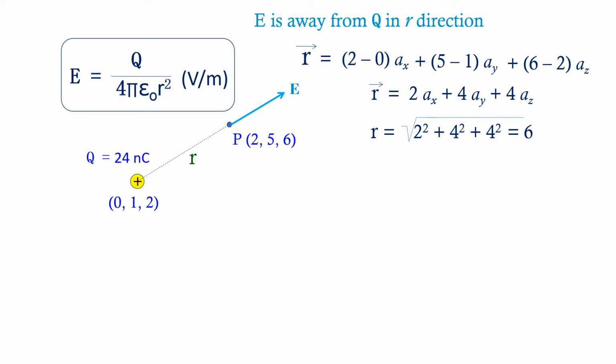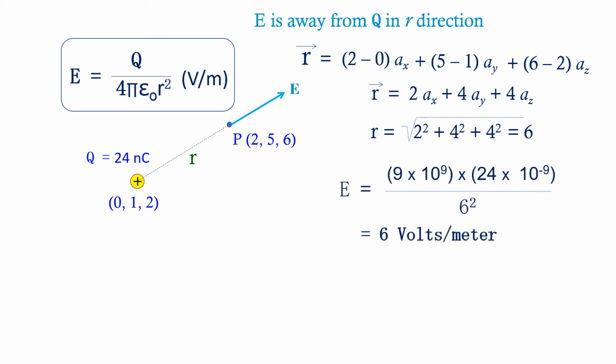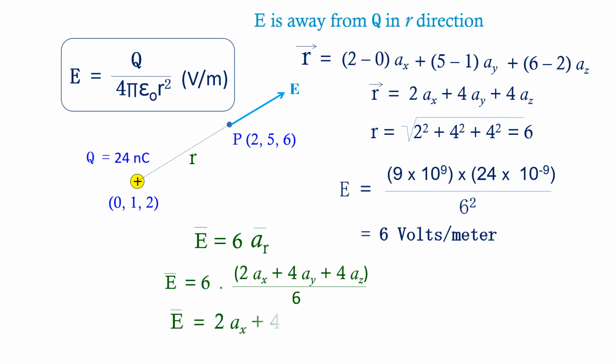We know the electric field intensity is Q divided by 4 pi epsilon naught R square. By substituting the values, with 1 by 4 pi epsilon naught as 9 into 10 to the power of 9, you get magnitude E as 6 volts per meter. Now the vectorial form of E bar is 6 aR bar. Substituting for aR as R bar divided by magnitude R, you get E as 2aX plus 4aY plus 4aZ.